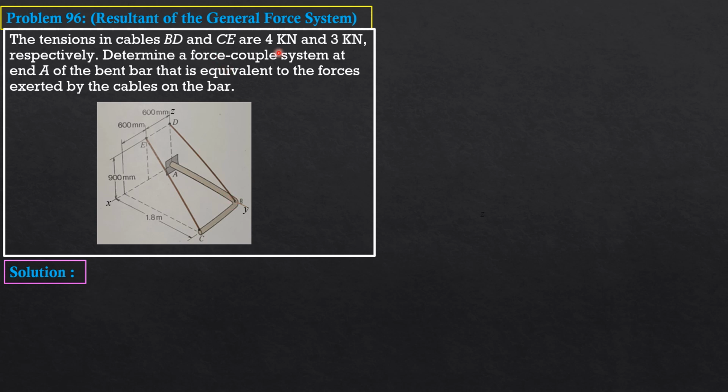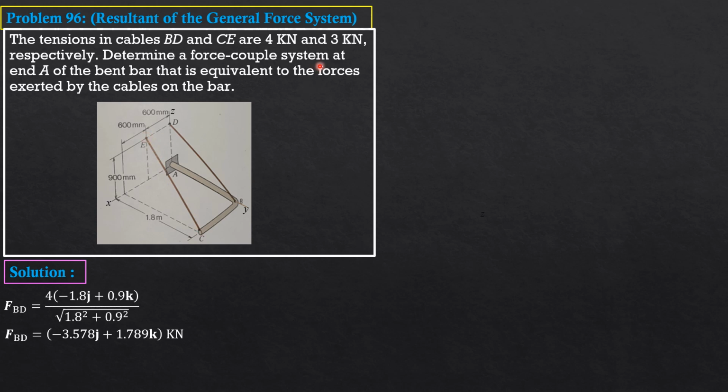FBD is 4 kilonewtons, directed leftward along Y, so negative 1.8 j, upward along Z, so positive 0.9 k. So FBD is 4 kilonewtons times the quantity negative 1.8 j plus 0.9 k all over square root of 1.8 squared plus 0.9 squared. So FBD is equal to negative 3.578 j plus 1.789 k kilonewtons.